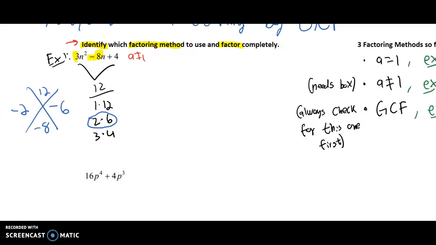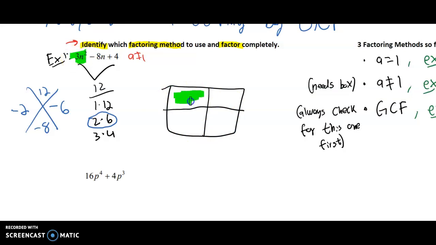I need a box because a is not 1. I'm going to color code our box here. This first term is always in the first box, no matter what it is, always. 3n squared, I can take out 3n and n. These blue guys go here and here. You can alternate who goes where, but it needs to divide properly into this number. So we look at our two numbers. Negative 2 does not divide into 3, but negative 6 does.